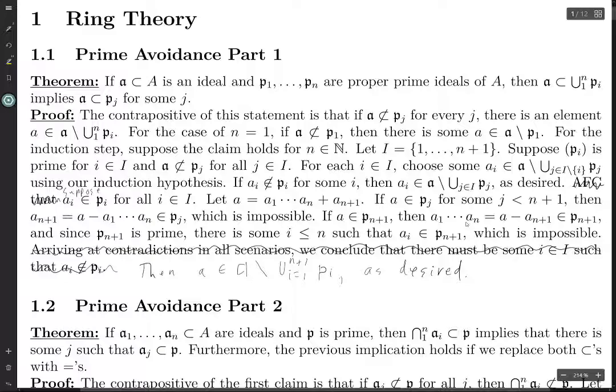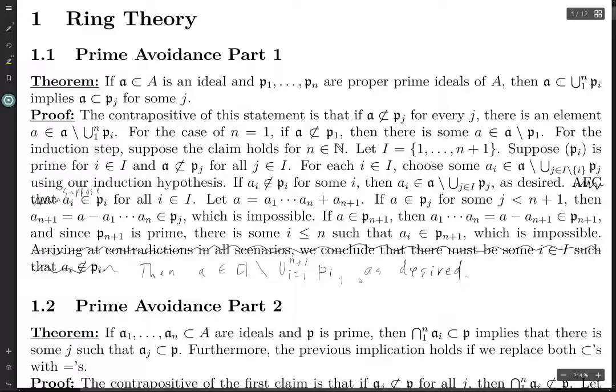P_{n+1}. So therefore, you have an element A which is not in the union from 1 to n plus 1 of the PIs, but because each a_i is in the ideal A, obviously, this element A will be in this ideal A. So A is in this set, which is exactly what we want to prove. We want to conclude that there's some element in this set.